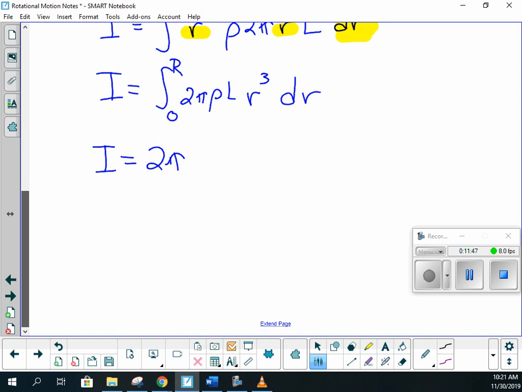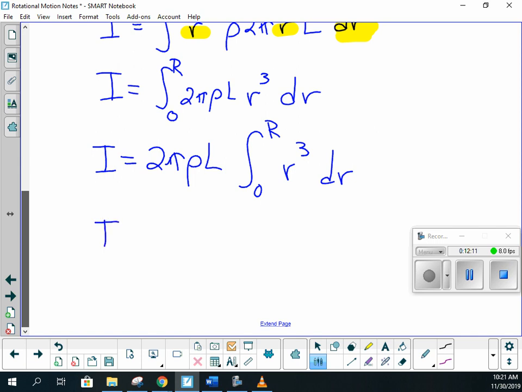So 2 pi rho L, again, our limits of integration are 0 to R, and then we're going to integrate the function r cubed. All right, so this one's a pretty straightforward one. It's just like a polynomial. We're going to power that up.